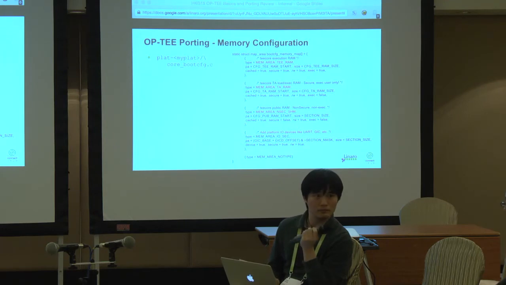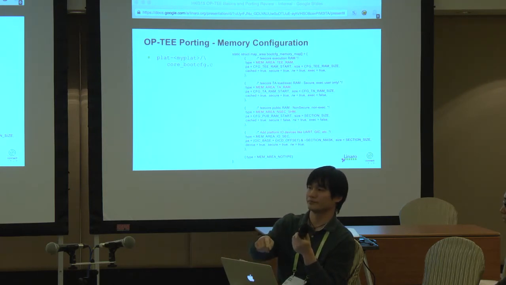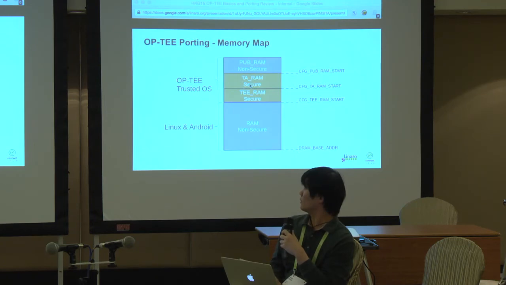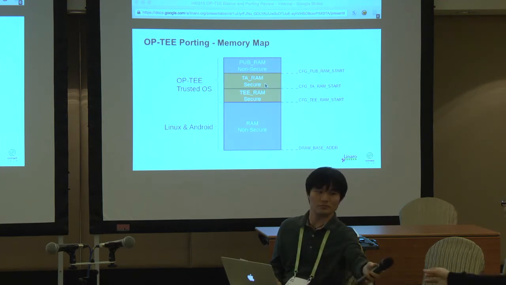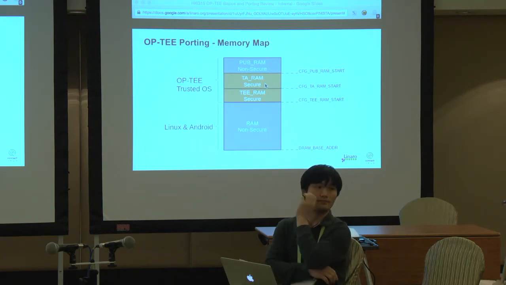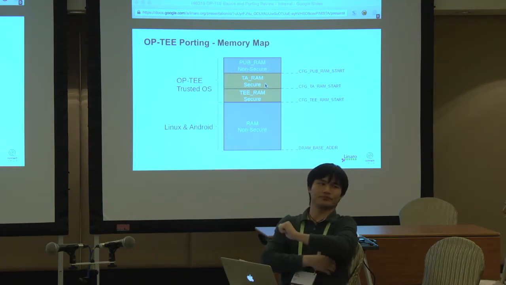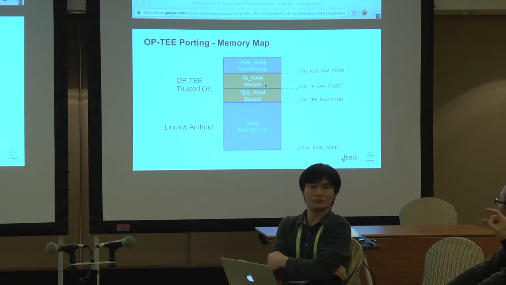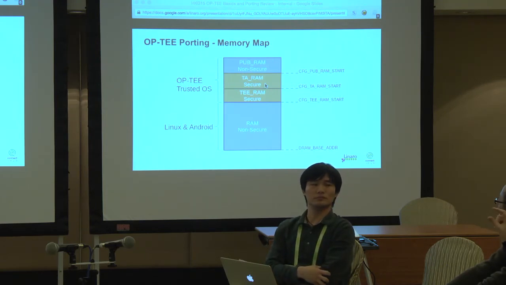Is there a limitation of trust application size in the security board? Yes and no, I would say. It's what you can see here. I think it's 32 megabyte. That is the default configuration. You can of course change that if you want to, but depending on how you configure the TRAM and PubRAM, the rest will be left for the TA RAM, so to say.